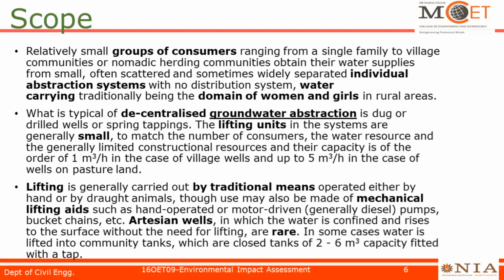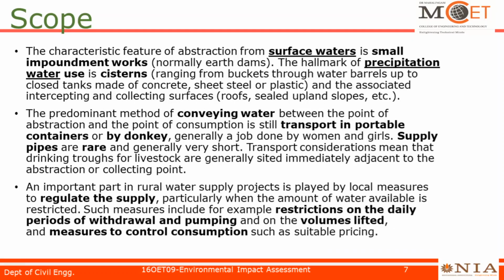Artesian wells in which the water is confined and rises to the surface without the need of lifting are rare, meaning you have some areas where the water will just come out like a spring. Okay, so such systems are very rare. You don't find that very often, right? Simply you drill a well in that particular place and water will just jet out, meaning you don't need any pump to extract water. In some cases, water is lifted into community tanks, which are closed tanks of 2 to 6 meter cube capacity fitted with a tap.